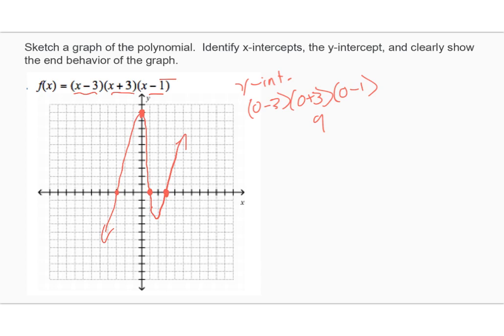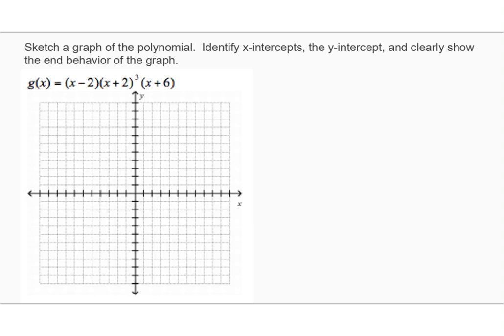We don't have a good way to show, in fact, this probably is not the peak of this graph, but without using technology, we don't have a good way to do that yet. All right, same thing. I'm going to identify my zeros. We've got positive 2, we've got negative 2, and we've got negative 6, 2, 4, 6.